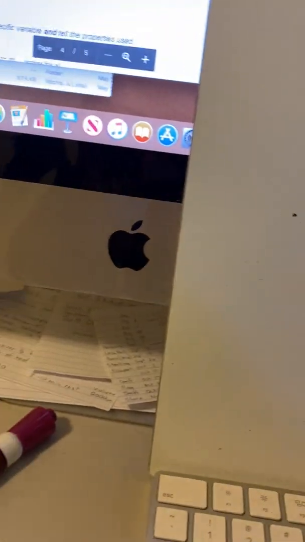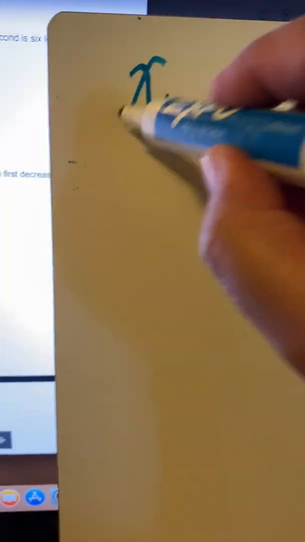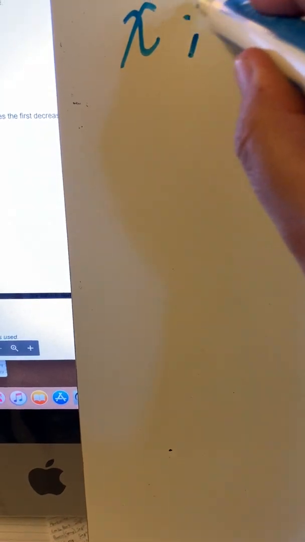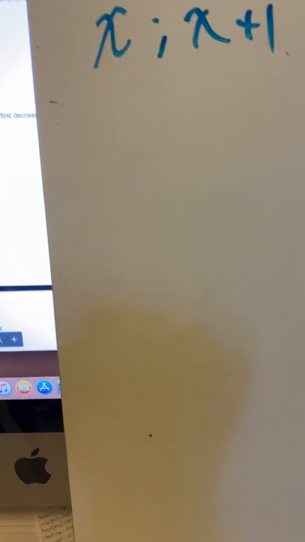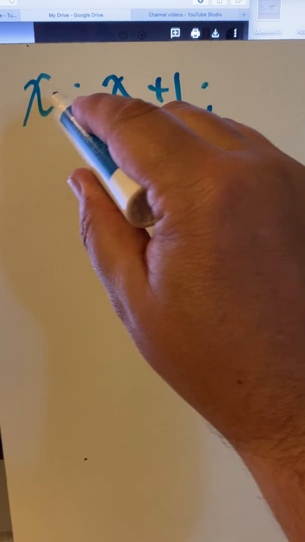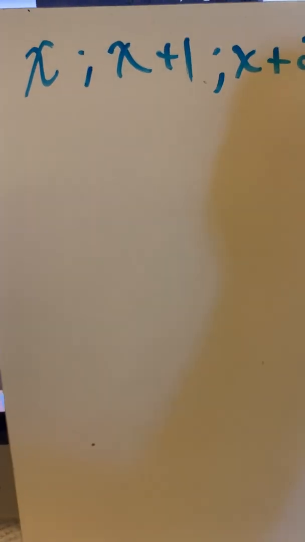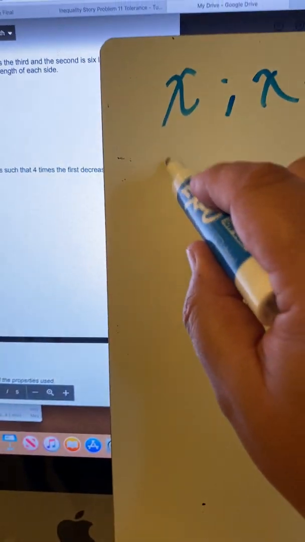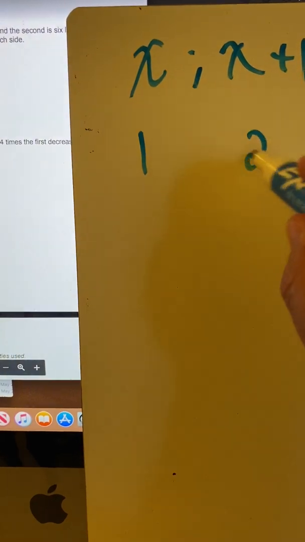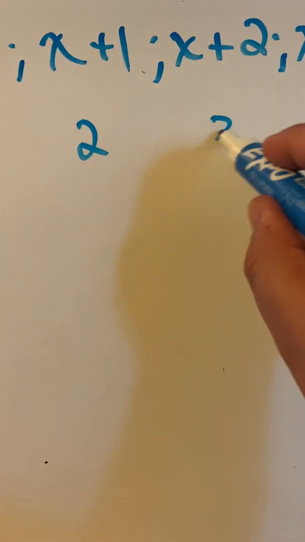If they just tell you consecutive integers, you know the first integer is this. The second integer is whatever that is, plus 1. The third integer is whatever that is, which is your plus 2. And it's going to be x plus 3 as counting numbers. Because think, if you just do consecutive integers, 1, what's 1 plus 1? 2. What's 1 plus 2? 3. 1 plus 3? 4. Consecutive.